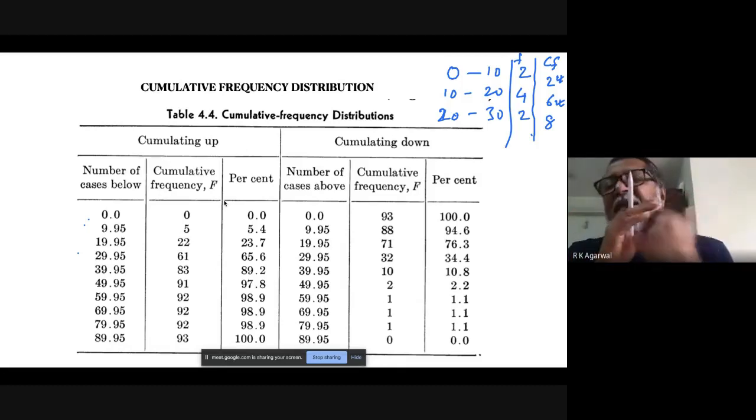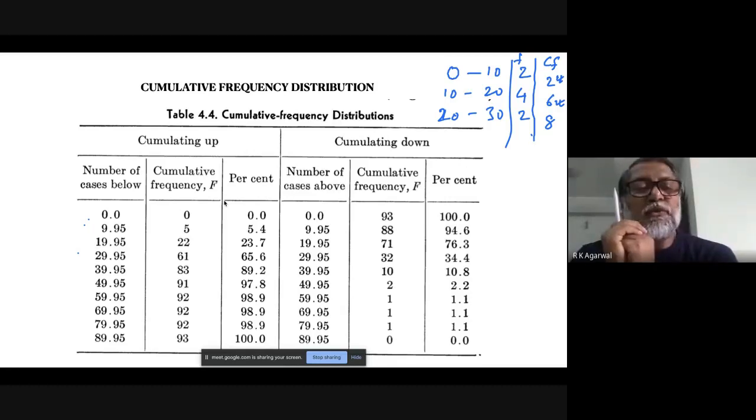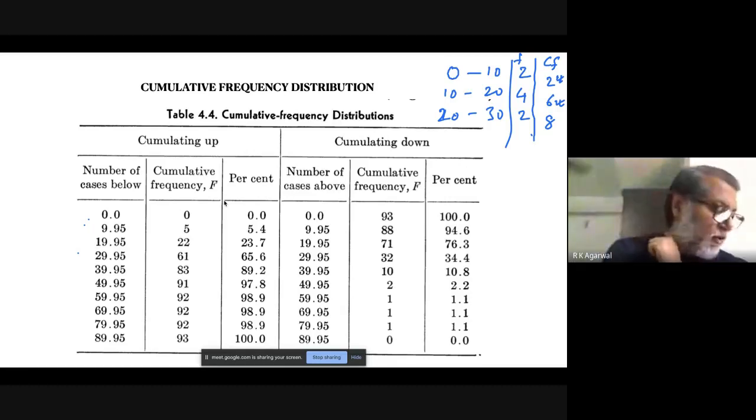In the second case, what do we say? There are 6 cases which are under 20. And in the third case, what do we say? There are 8 cases which are under 30. So that is what this column shows.